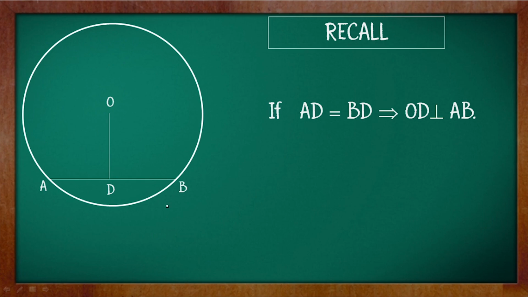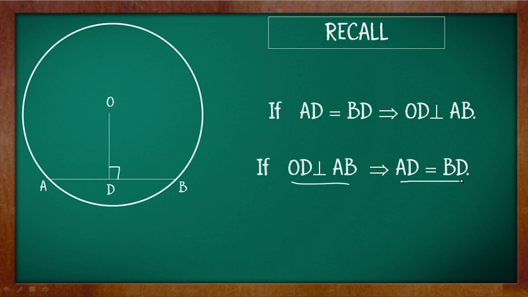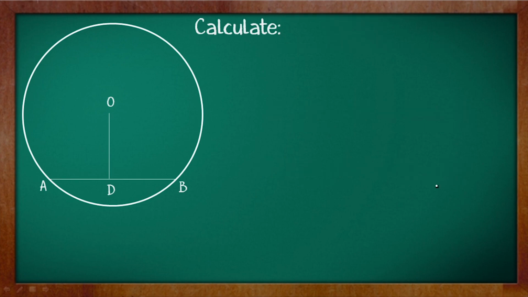And in the next theorem, what we did was, if this line was perpendicular, then we proved that AD will be equal to BD. That means this line will bisect this chord into two equal halves. So if it bisects, it will be perpendicular, and if it is perpendicular, it will bisect the chord. So we will use this result and try to calculate few things.